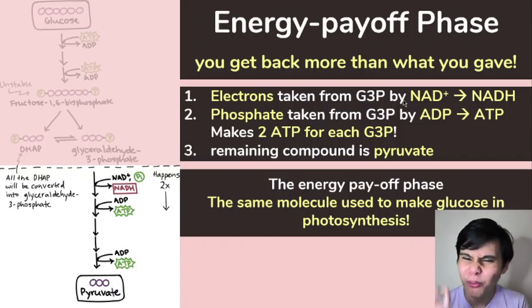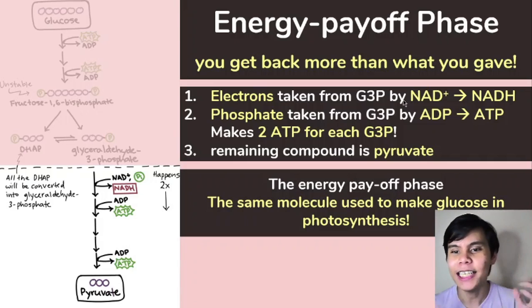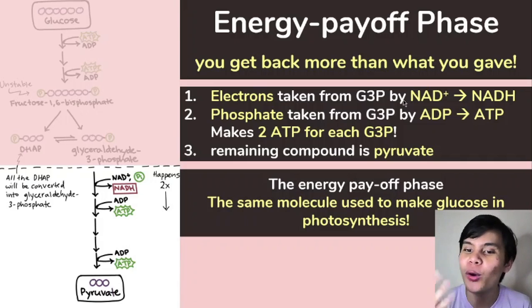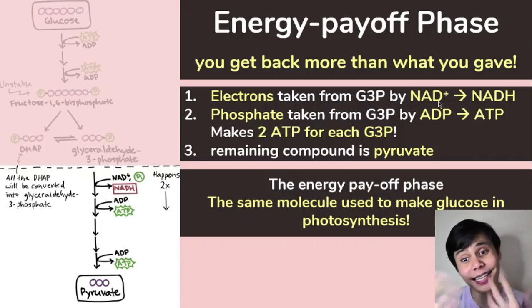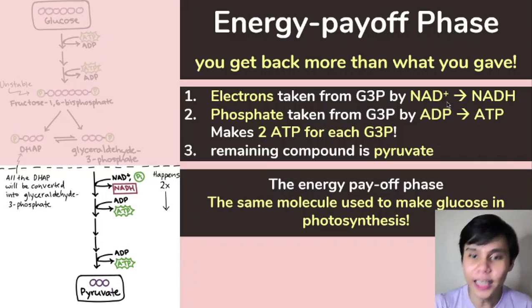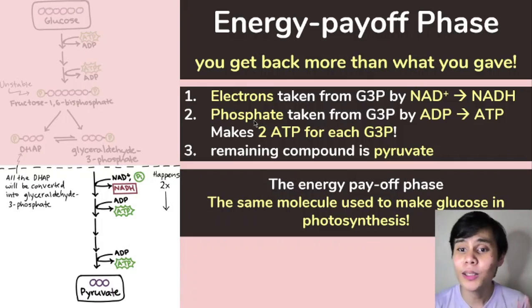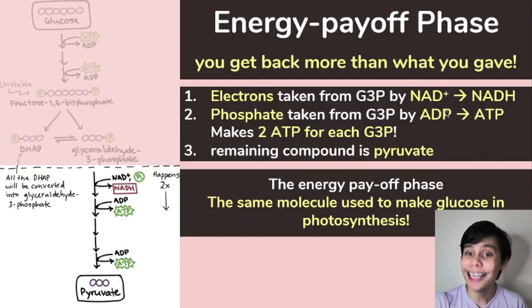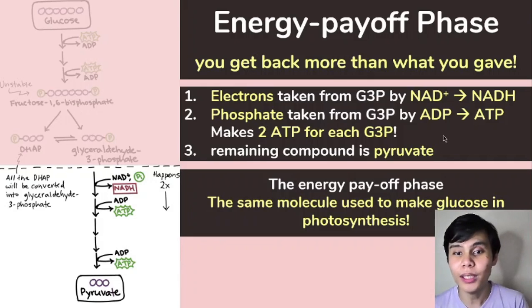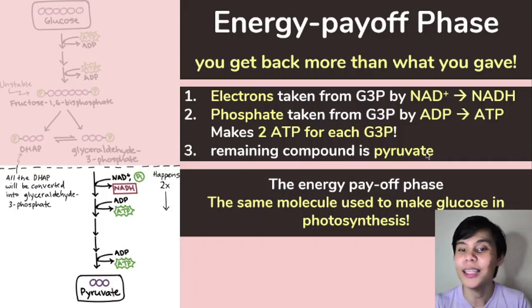So this is different from photosynthesis earlier. Photosynthesis had NADP+, and it became NADPH. So just remember photosynthesis starts with a P, and NADP has a P in it, whereas in respiration, there's no P. So it's just NAD plus and NADH. Alright. In step number 2, phosphate is taken from G3P to make more ATP. So again, we take electrons and phosphate in order to get electrons and energy from G3P. And the remaining compound at the end is pyruvate, which is very important in the later stages.